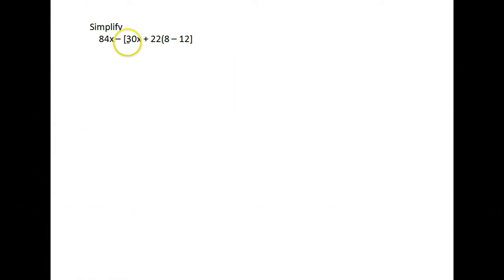Right, here we have a similar example. We're just asked to simplify this time. So again, we have brackets. We want to start from the innermost set of parentheses. Notice here, rather than distributing 8 and negative 12, we can just combine those. Those are like terms. We're going to leave everything else the same. We have our 84x, minus, in parentheses, 30x.